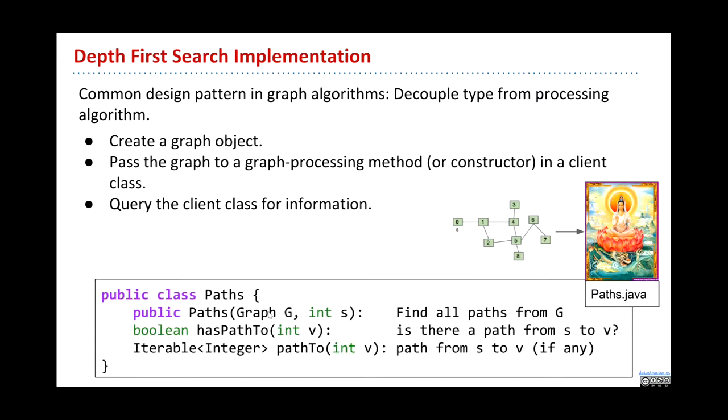It'll take the graph in, and then it will think carefully. You give it a graph, it carefully thinks about all the things that could possibly happen in this graph, it sets up all those arrays, and then once it has done so, it can return has path to or path to in a rapid amount of time.